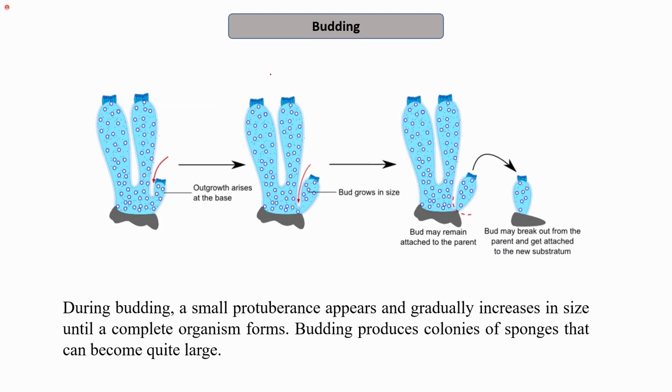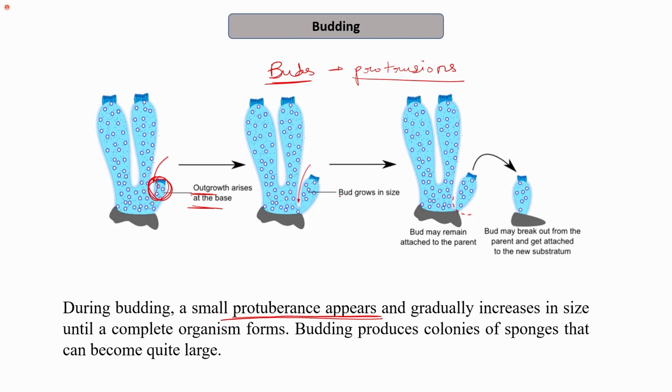In this, the structure known as a bud is formed. Buds are nothing but protrusions that protrude out of the normal body of the poriferans. So during budding, a small protuberance appears. For example, you can see that a small protuberance has appeared here. An outgrowth has arisen at the base. This is the protuberance that appears during the process of budding.